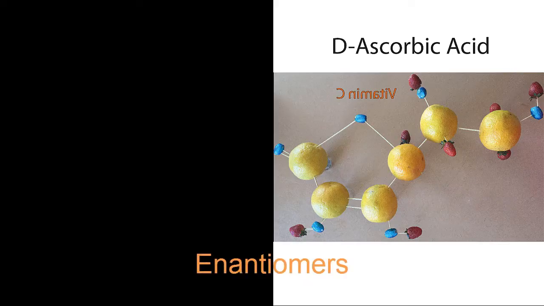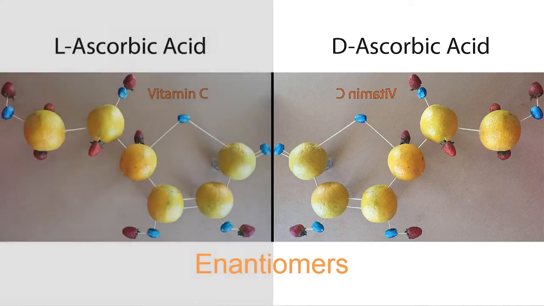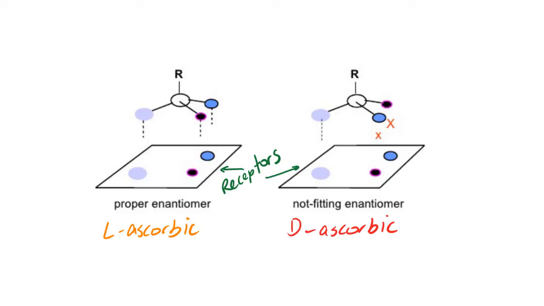D-ascorbic acid has similar antioxidant properties as L-ascorbic acid, but lacks other important functional qualities, like its role in hormone production, the ability to synthesize neurotransmitters, and its ability to function as an enzyme cofactor in the production of collagen.